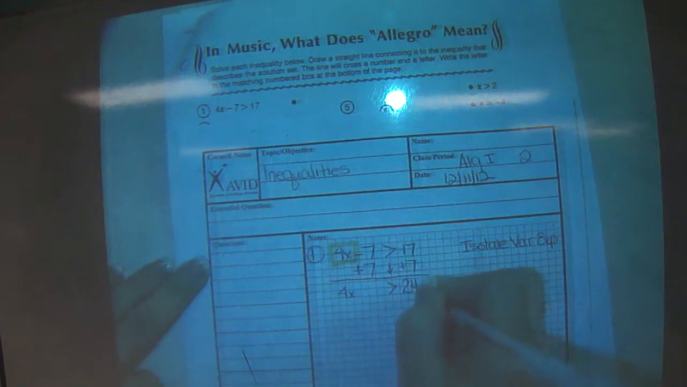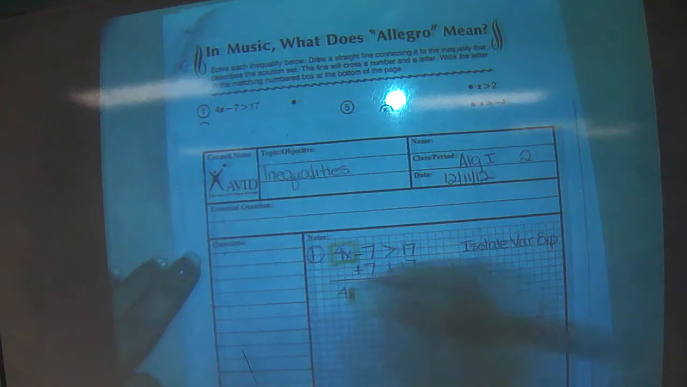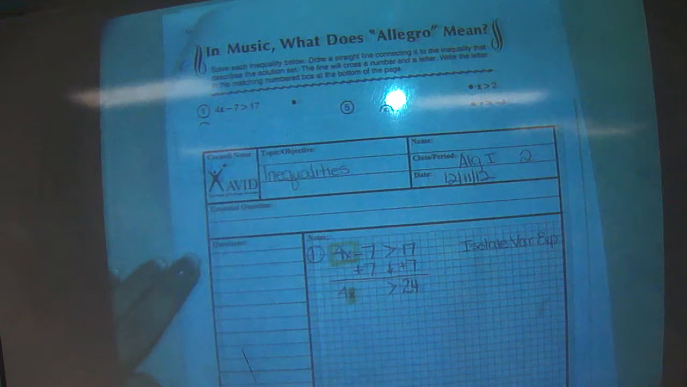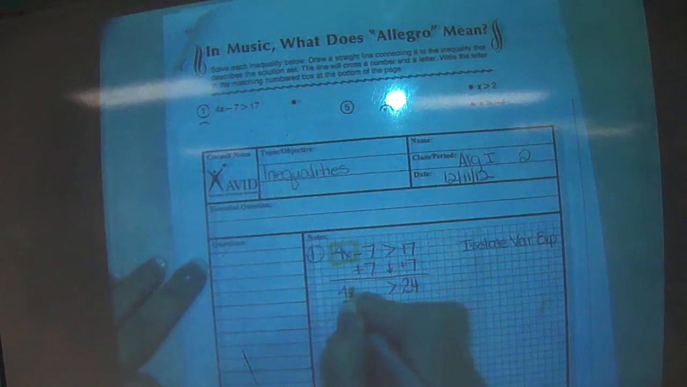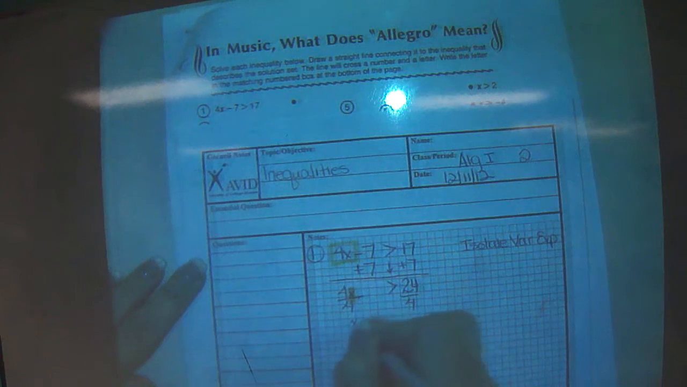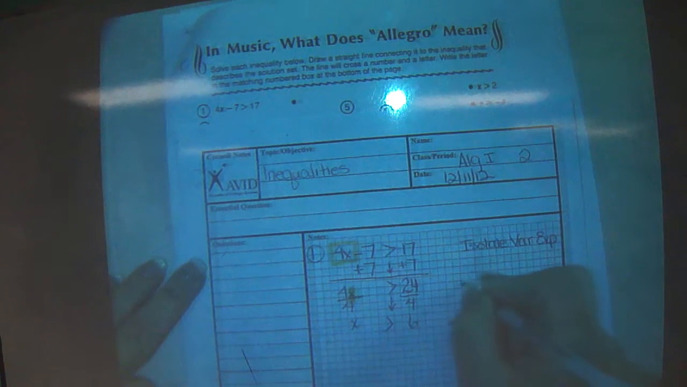Okay. You're going to isolate the variable now. You're going to isolate the variable x by doing what? What are you going to do when you isolate the variable x? Divide each side by 4. So now x, bring the inequality sign straight down, is less than 6. So this one, you're isolating the variable, and you're solving.